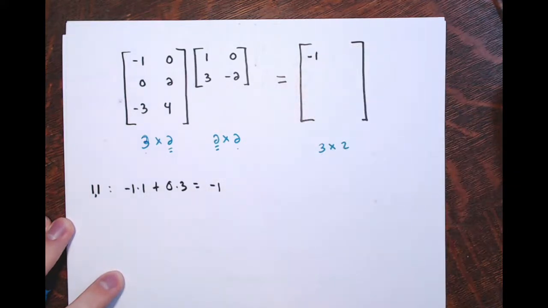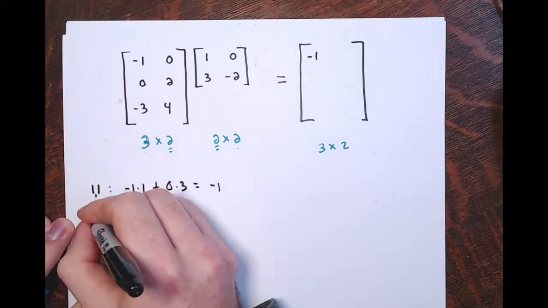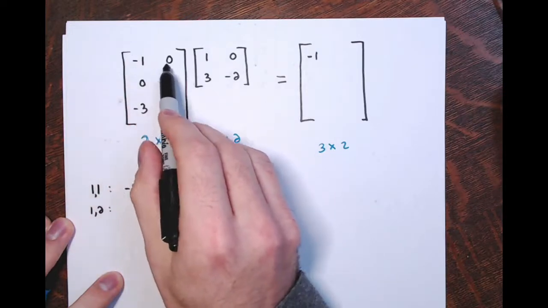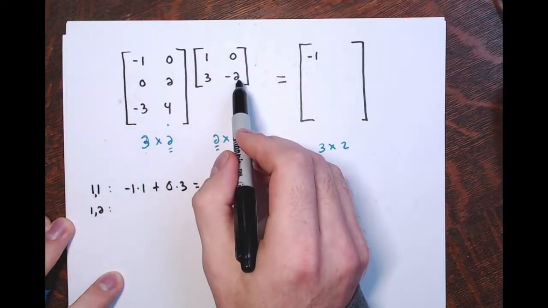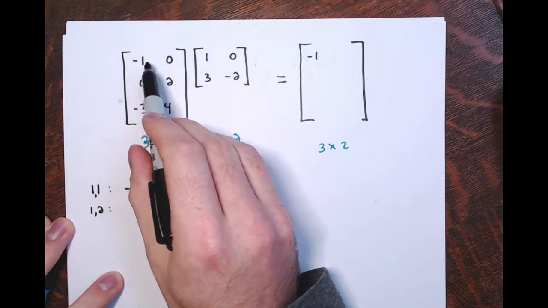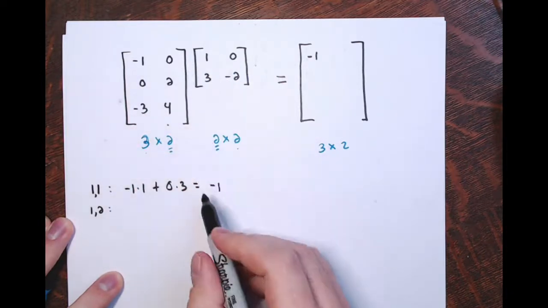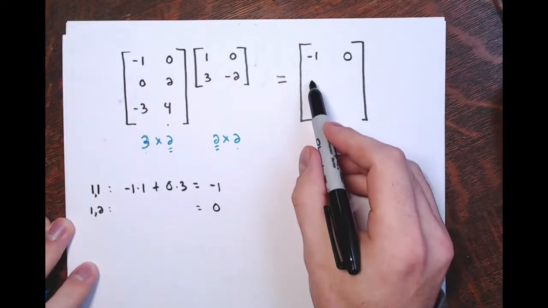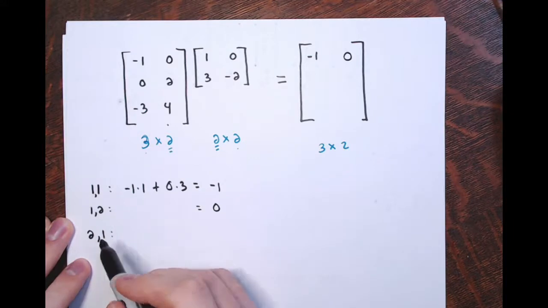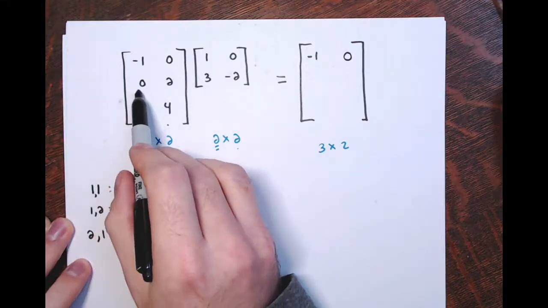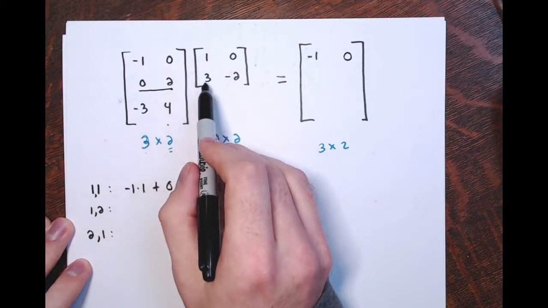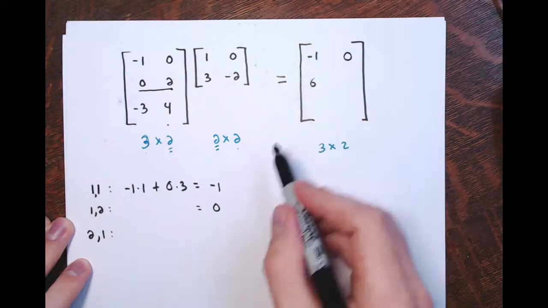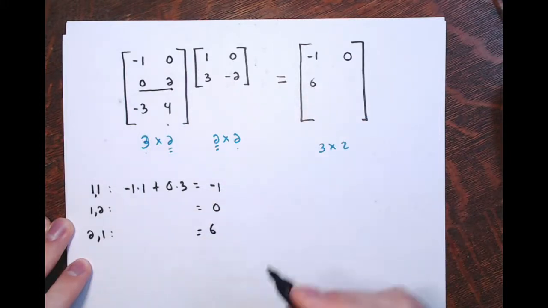Okay. And then let's go first row, second column of the product. So again, first row on the left with the second column on the right from top to bottom. That's negative 1 times 0 plus 0 times 2, that's 0. Now I'm moving down. Here's the second row, first column. So now I'm looking at the second row on the left, first column on the right. So 0 times 1 plus 2 times 3, that's 0 plus 6, that's 6.